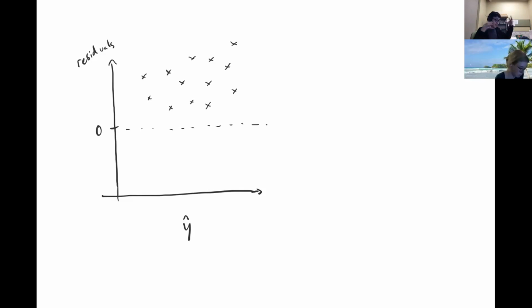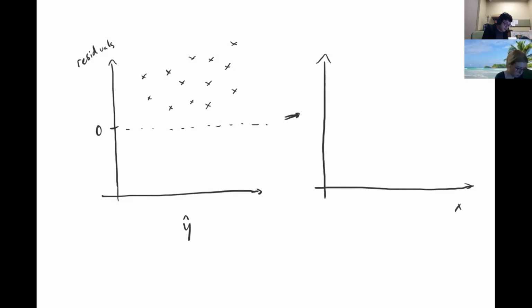So you have a cloud of data points, but they are all above 0. In other words, there's a positive error associated with all of those points. Okay, and so think about what that would mean for my x versus my y plot. Like, how could I have generated something that looks like that?